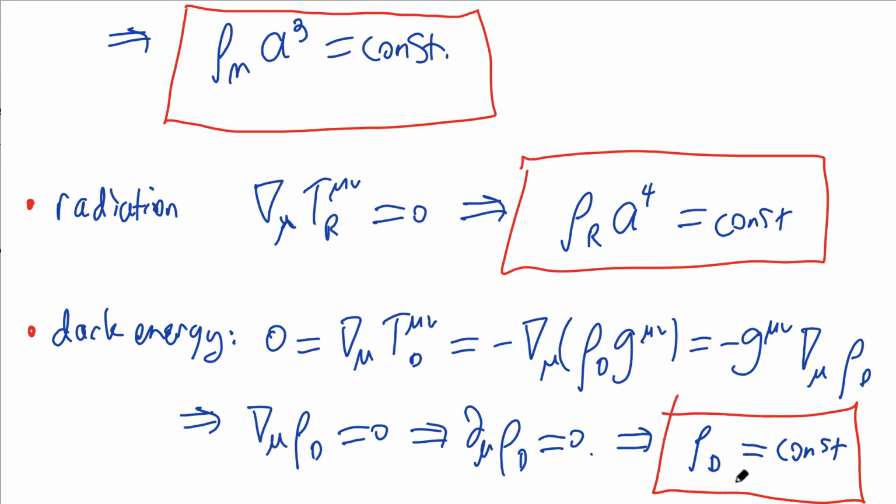In particular, the dark energy doesn't depend on the scale factor at all, so as the universe expands, the dark energy remains constant. This is not intuitive, but it may be useful to think of the dark energy as the vacuum energy, so it's associated with the vacuum. So no matter how the universe scales or expands, that energy density remains constant.